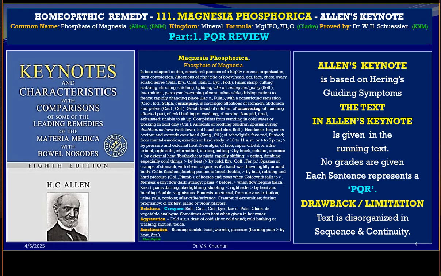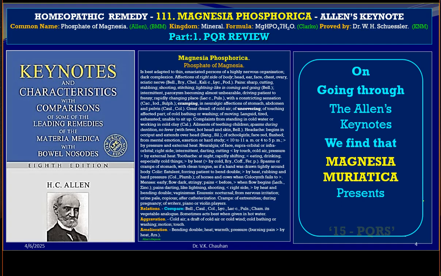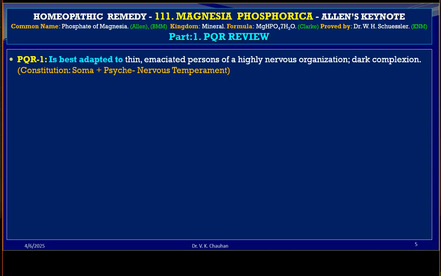Now, the only drawback we find in this work is that this text is disorganized in sequence and continuity. And this Magnesia Phos total text we find incorporates 15 PQRs, or 15 sentences, or 15 ideas. This total text represents that. So let us go to the first sentence.